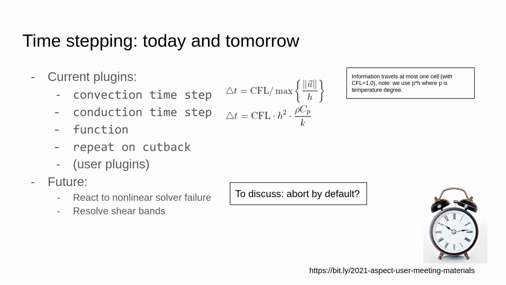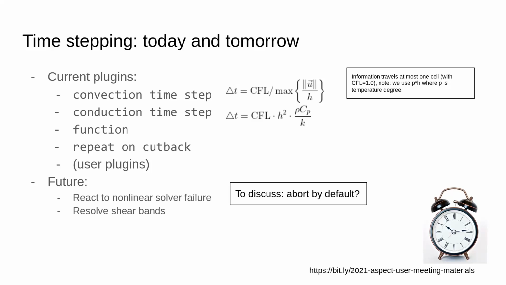The second, this is optional, and I think it is not enabled by default, is that we also can obey a timescale that allows us to resolve heat conduction. And so this depends on the physical parameters and the local mesh size. The formula is written there as well.